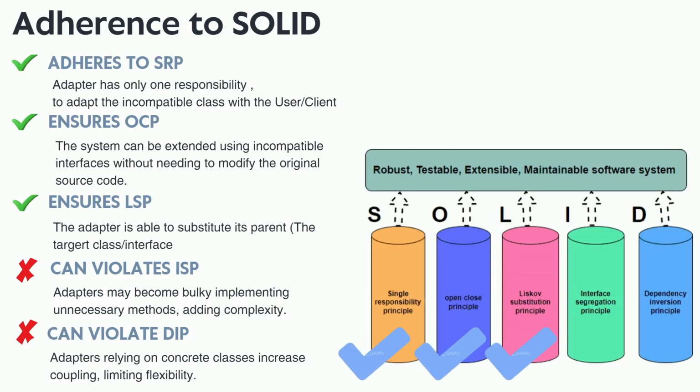ISP, interface segregation principle violation: if the adapter implements too many unnecessary methods, it may become bulky. Dependency inversion principle violation: if the adapter relies on concrete implementations rather than interfaces, it increases coupling. Overall, the adapter maintains flexibility while ensuring modularity.